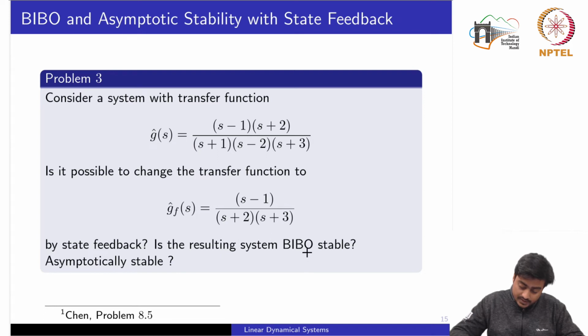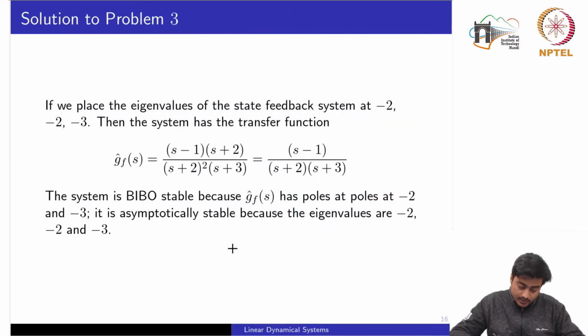This question is significant because, if you recall from the stability week, we discussed an important aspect: whenever the system is asymptotically stable, it implies that the system is also BIBO stable. But if the system is BIBO stable, we cannot say that the system is asymptotically stable. So let's see the solution of this problem.